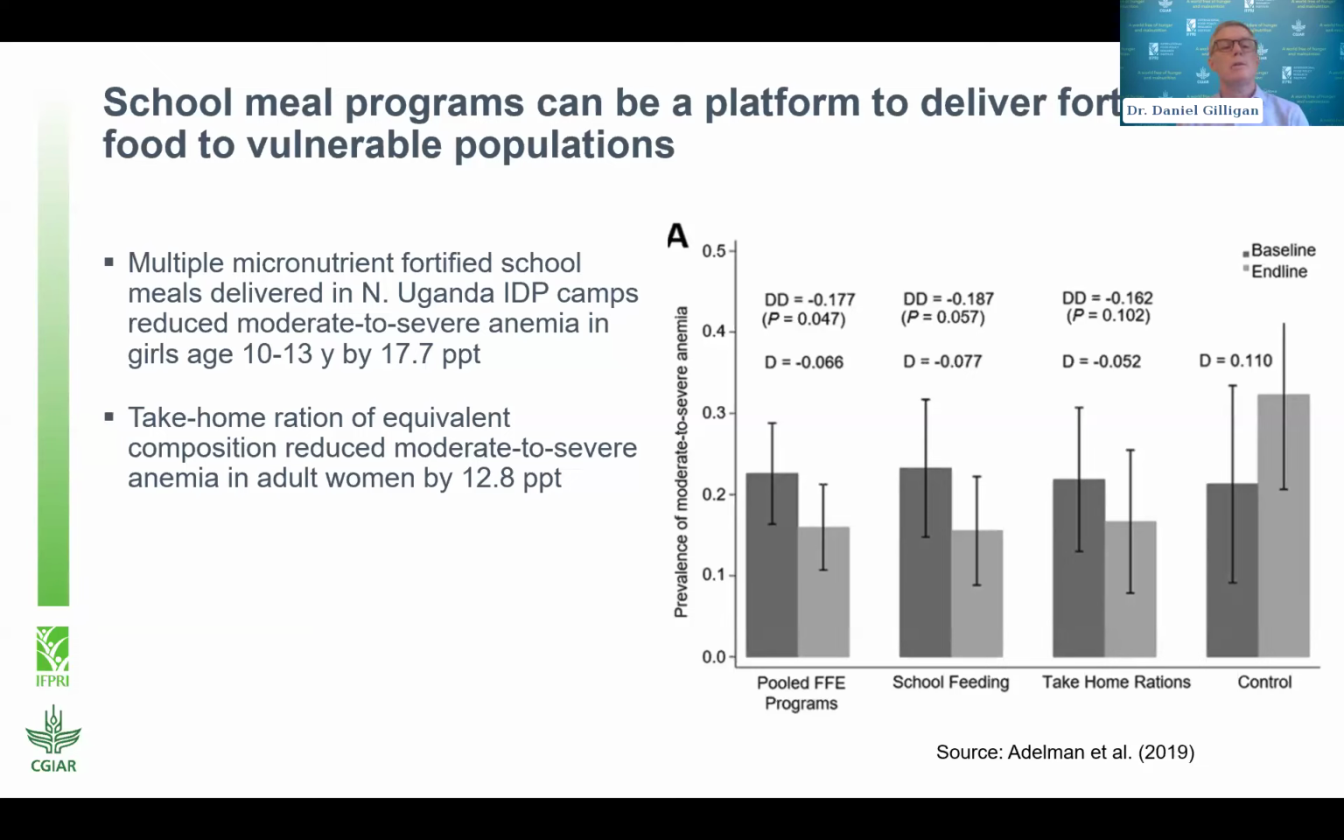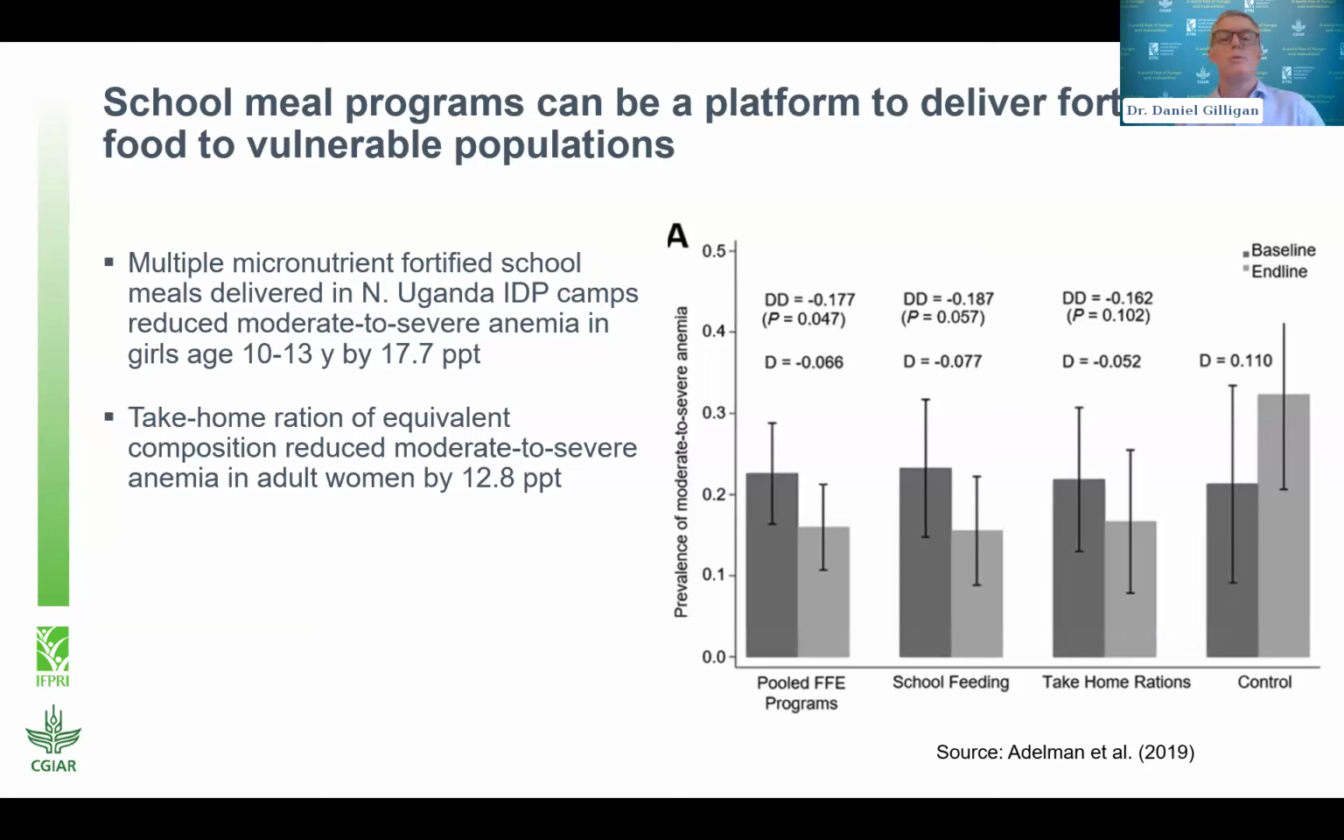Also, there was a helpful spillover effect. The take-home ration of equivalent composition actually reduced moderate to severe anemia in adult women in the same households by 13 percentage points, with no reduction in the effect size for children in the school meal program, showing that take-home rations can actually be effective at helping others in the household.